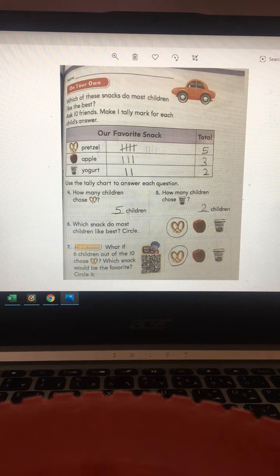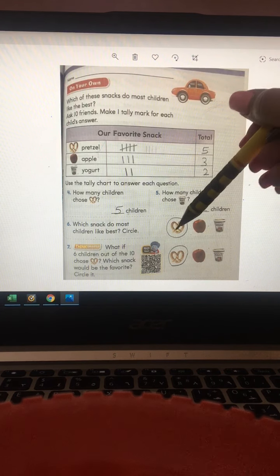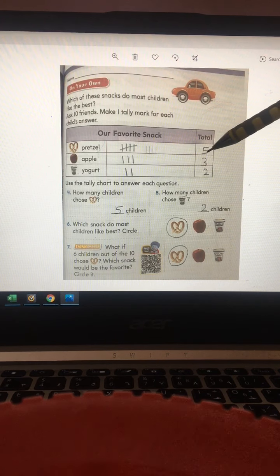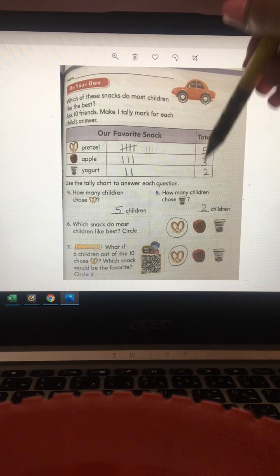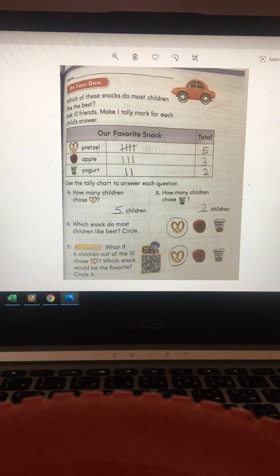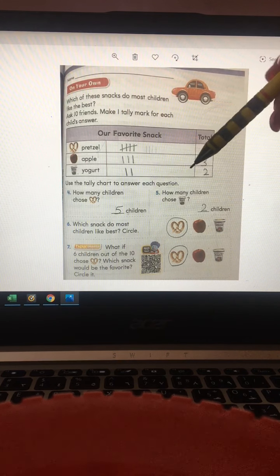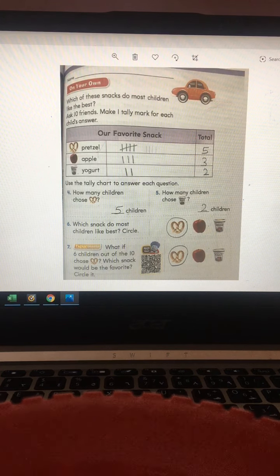Obviously it's the pretzel. Why? Because this is the largest number of students. Okay, 5 is the biggest number of these 3 numbers. So obviously the most children like the pretzel snack.